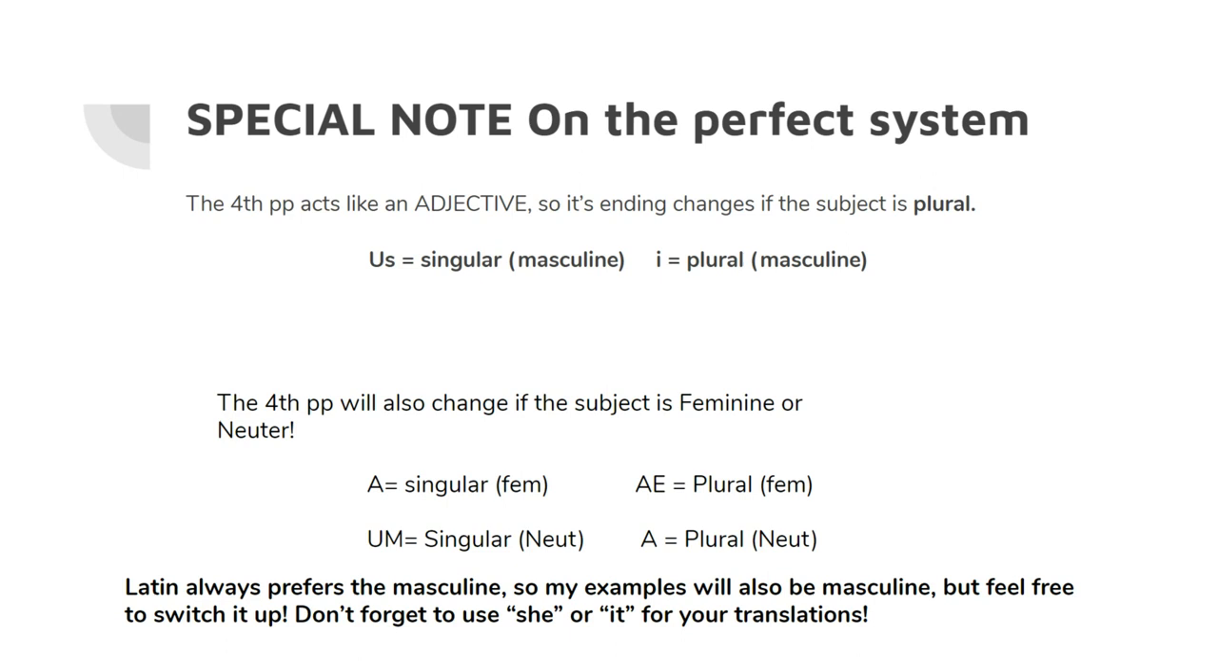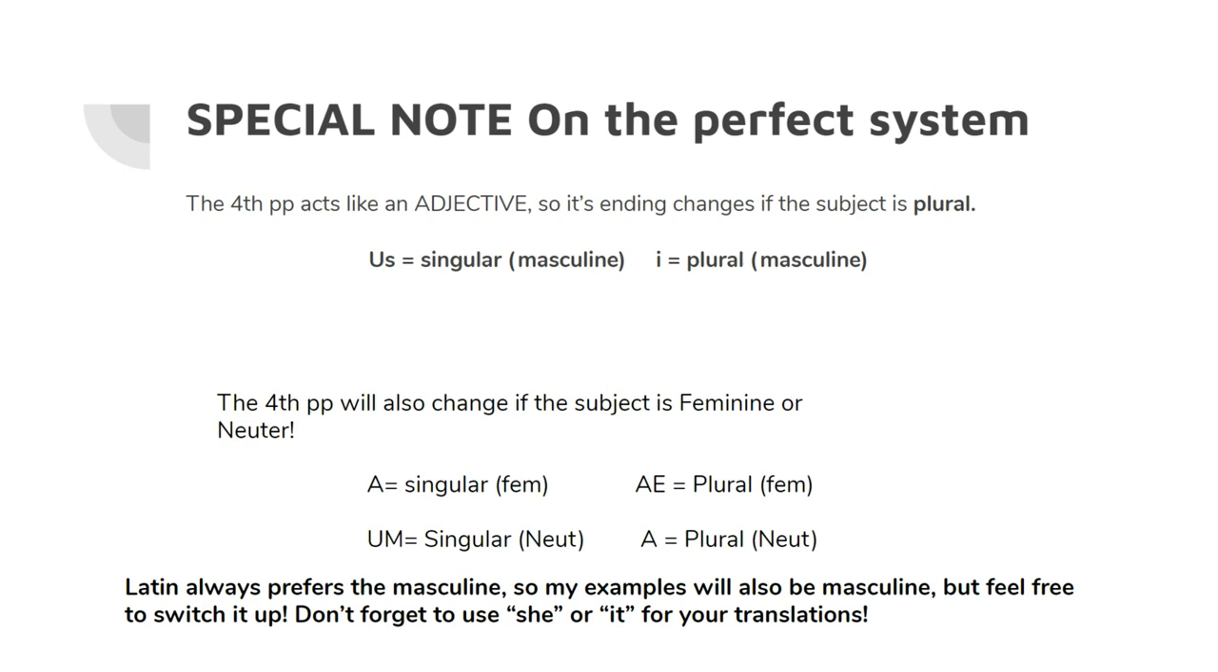If the subject is singular, us is correct. If it is plural, then i is correct. But also, these words can go with subjects that are feminine or neuter. And in that case, you have to change those endings. They're going to look like noun endings, honestly. First declension, a-e. Second declension, neuter, u-m or a.